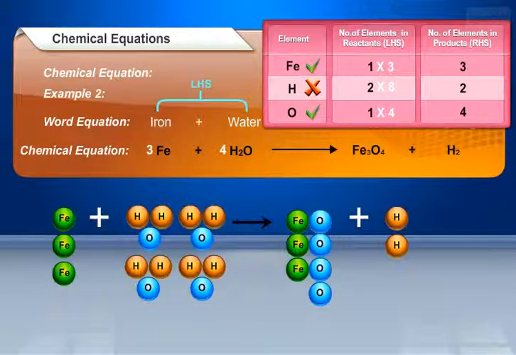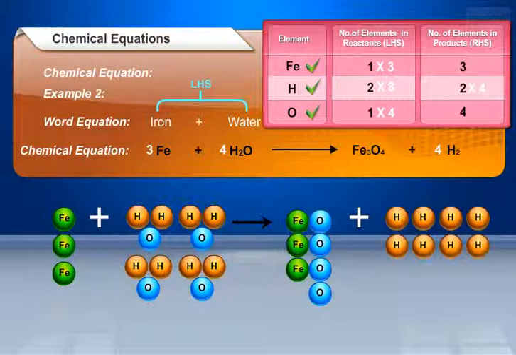Compare the number of molecules of element on both sides. Iron. 3 on left-hand side, and 3 on right-hand side. Hydrogen. 8 on left-hand side and 2 on right-hand side. Here hydrogen gets unbalanced. Oxygen. 4 on left-hand side, and 4 on right-hand side. So let us balance hydrogen. Add 4 to the coefficient of hydrogen on right-hand side. It becomes 3 iron plus 4 water gives iron oxide plus 4 hydrogen.